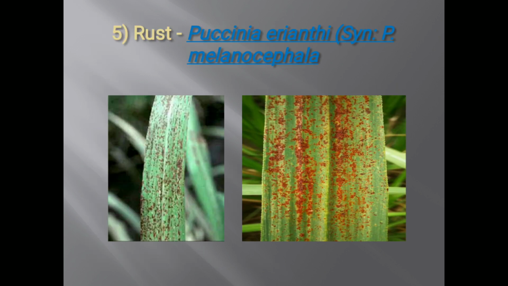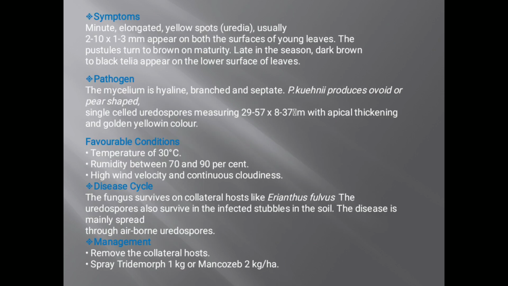Fifth disease, that is rust, which is caused by Puccinia erianthi or Puccinia melanocephala, typically with bloody red pustules which develop on the upper leaf surface. Symptoms: minute elongated yellow spots, uredia, usually appear on both surfaces of the young leaves. The pustules are brown on maturity. Late in the season, dark brown to black telia appear on the lower surface of the leaves.